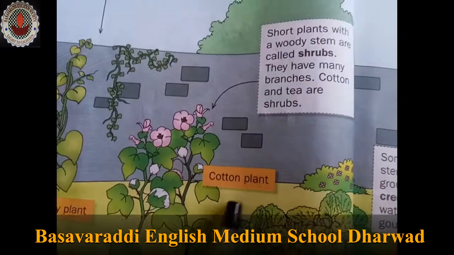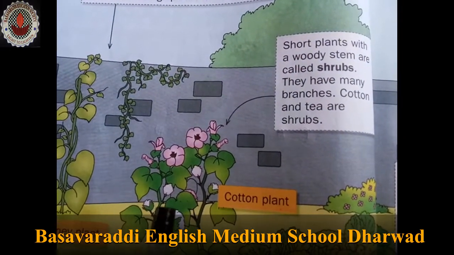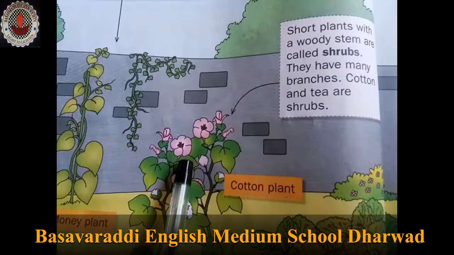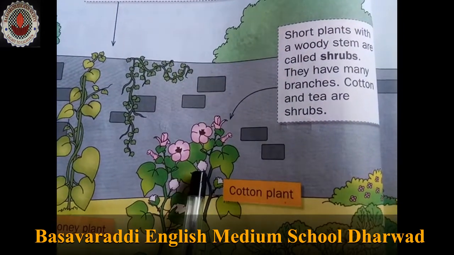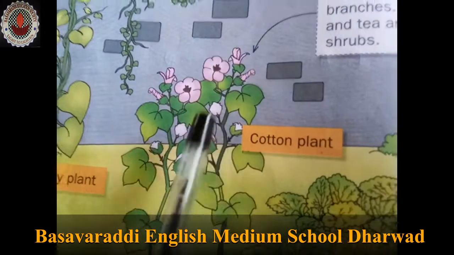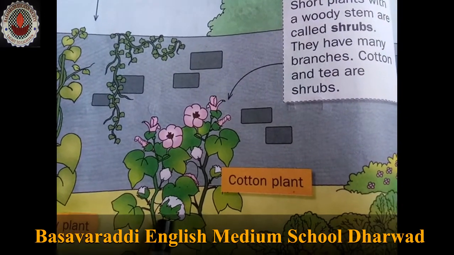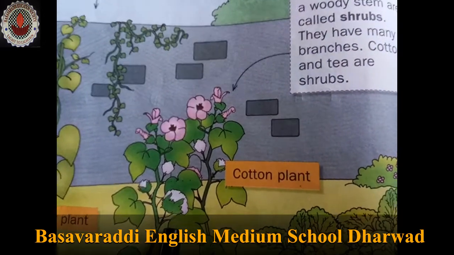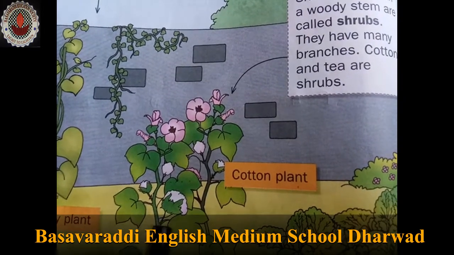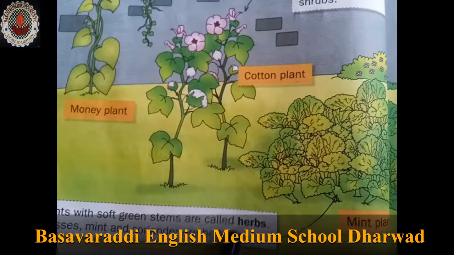Now shrubs. What is meant by a shrub? Short plants with woody stems. The short plants are there and woody sticks are there. They have many branches. Cotton and tea are shrubs. Now here it is herbs.